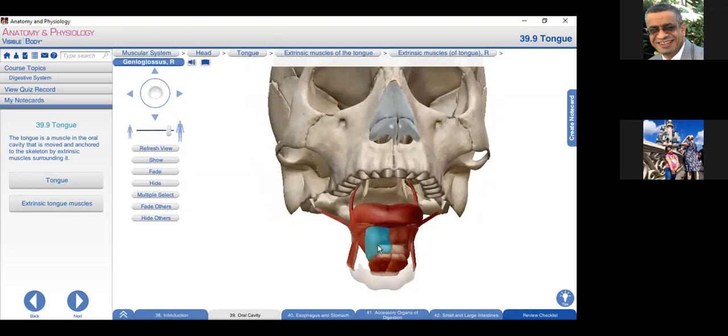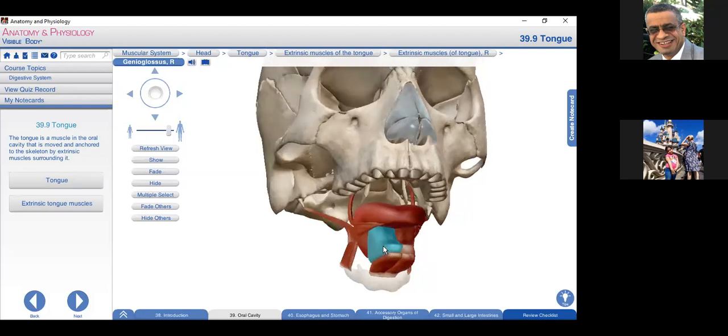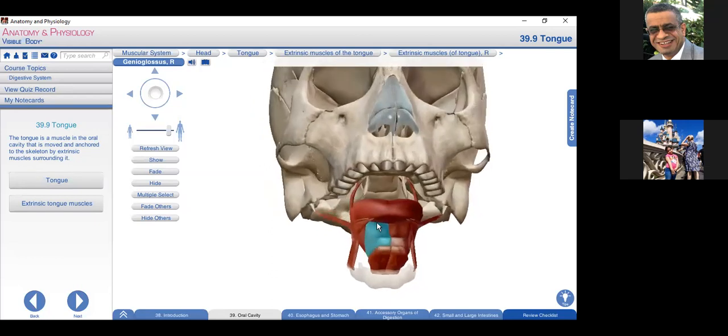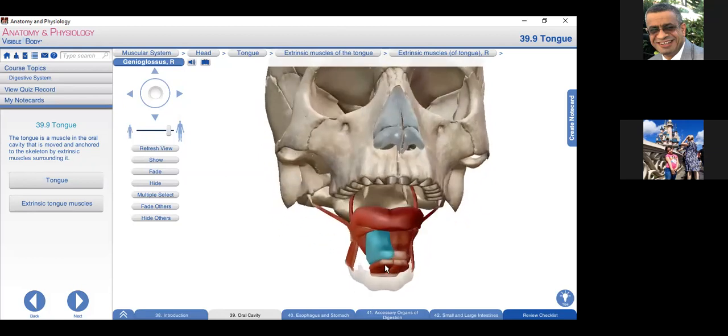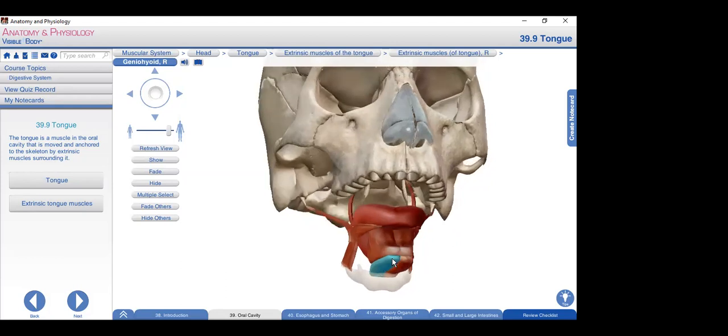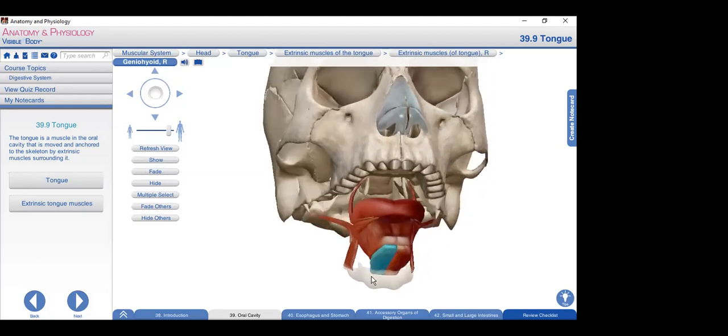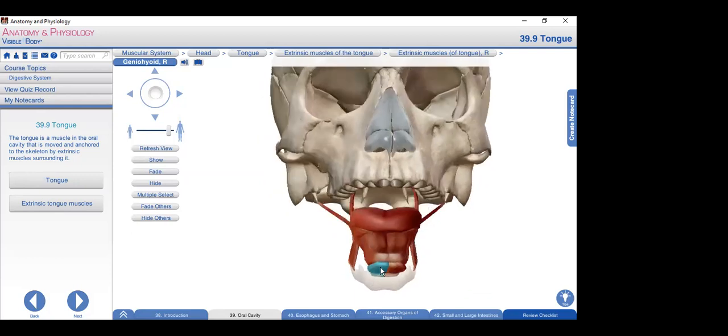This is the genioglossus muscle, which arises from the inner surface of the symphysis menti at the superior spine of the mandible and inserts into the ventral surface of the tongue. Inferior fibers of the genioglossus muscle are not shown here. And this is the geniohyoid muscle, which arises from the symphysis menti and inserts into the body of the hyoid bone.